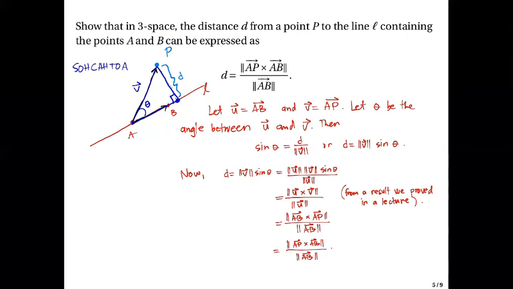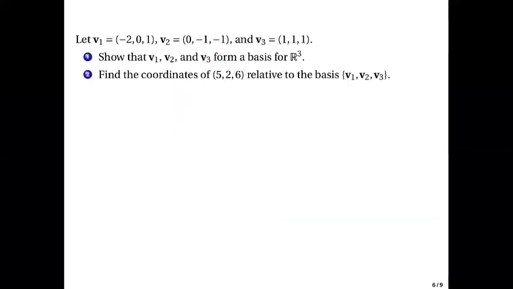Next problem. Now, let V1, V2, and V3 be these vectors here. So we want to show that V1, V2, and V3 form a basis for R3. And then, find the coordinates of (5, 2, 6) relative to the basis V1, V2, and V3.